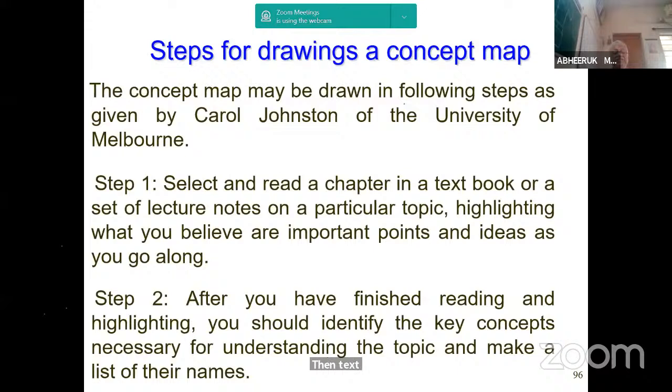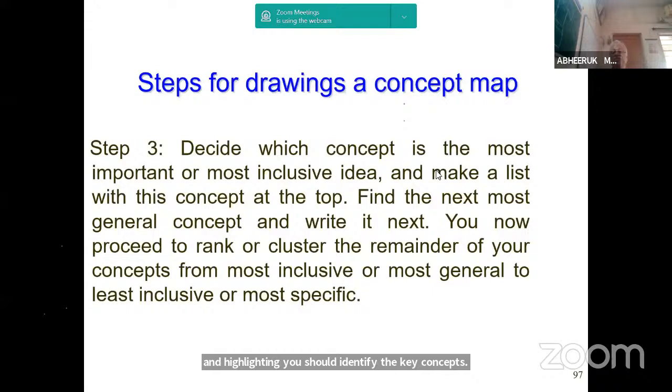So these are the different ways it can be used. How to make the concept map: select and read a chapter in a book or a set of lecture notes, highlighting the important points and ideas. After you have finished the reading and highlighting, you should identify the key concepts necessary for understanding the topic. Then decide which concept is the most important and most inclusive and make a list with this concept at the top. Next, write the next most general concept. Proceed to rank and cluster the remainder of your concepts from most inclusive to most specific.